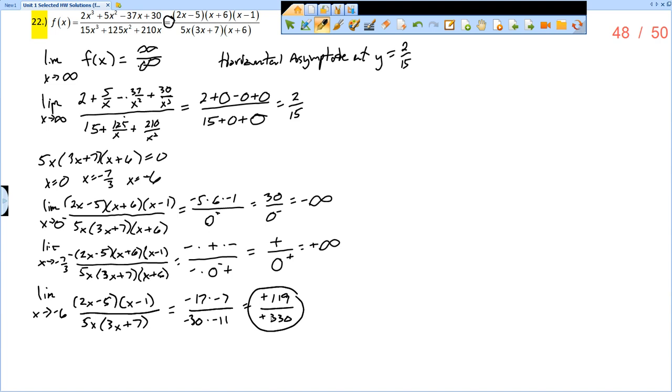So what does that tell me? Well, it tells me that negative 6 is not an asymptote. So we can say vertical asymptote at x equals 0 and negative 7/3, but not at negative 6.